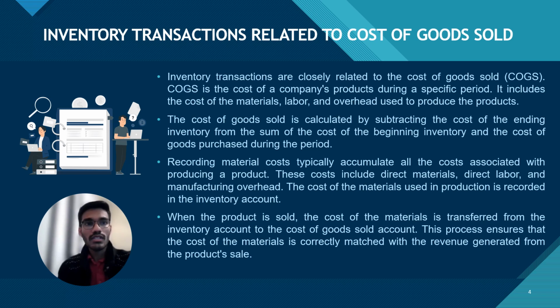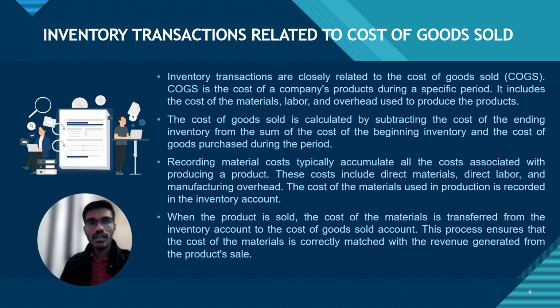Recording material cost typically accumulates all the costs associated with producing a product. These costs include direct materials, direct labor, and manufacturing overhead. The cost of the material used in the production is recorded in the inventory account itself. When the product is sold, the cost of the material is transferred from the inventory account to the cost of goods sold account. This process ensures that the cost of the materials is directly matched with the revenue generated from the product sales.